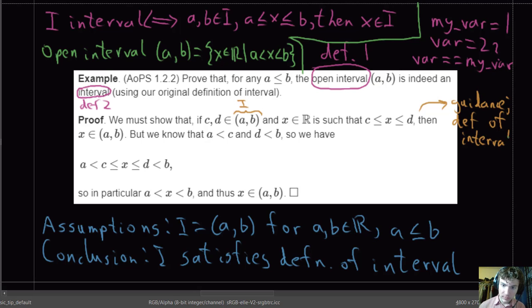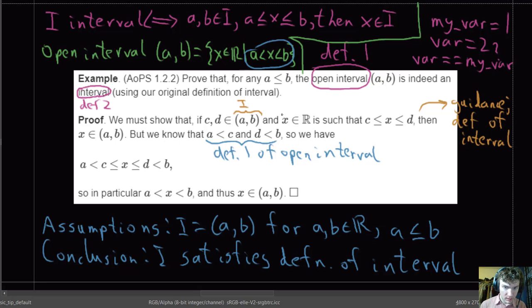Okay. What next? It says, but we know that a is less than c, and that d is less than b. How do we know that? Well, if c and d belong to the interval a and b, this is from the definition of open interval that every pair of numbers in that interval lie between a and b. So if c and d are both in the interval, they satisfy the definition. So this is a deduction from the definition, which I call definition 1 of open interval, right? So we use the definition of open interval to conclude that those two numbers in the interval satisfy this definition here.